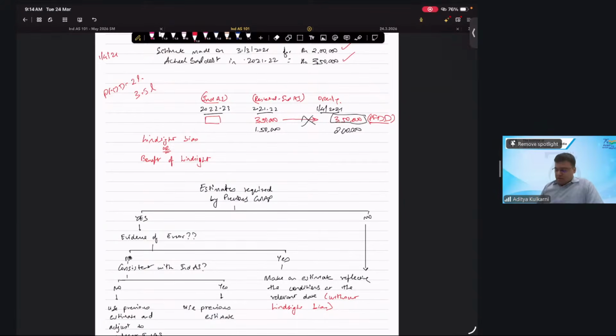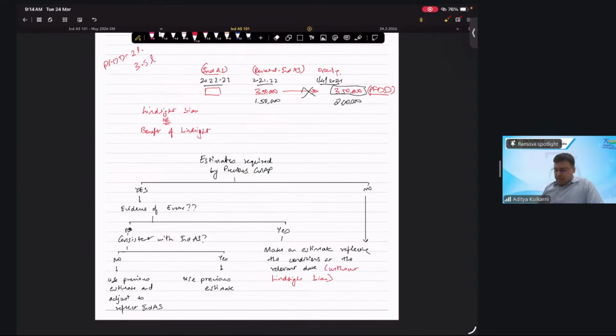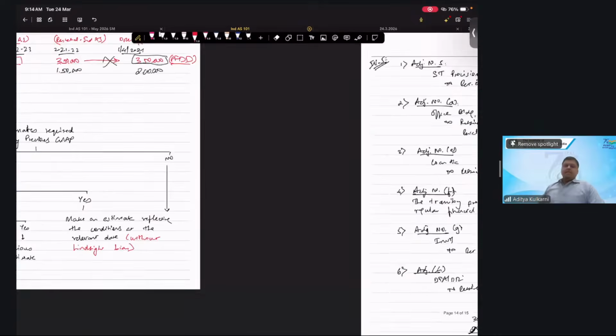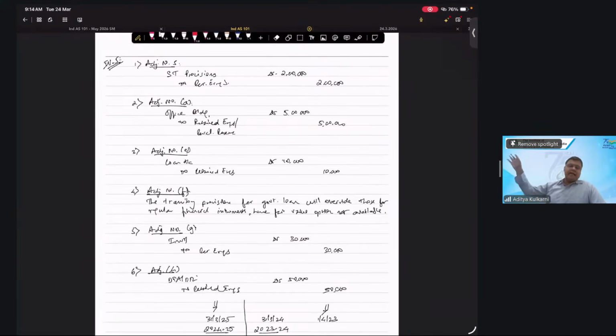All right. So, estimates required by previous GAAP. If there is evidence of error, then make an estimate without a hindsight bias. If there is no evidence of error, is it consistent with Ind AS? Yes, use the previous estimate. If no, then use the previous estimate and adjust to reflect Ind AS. The important point is do not go back and restate. Do the adjustments in the current period only because that is what it actually is.